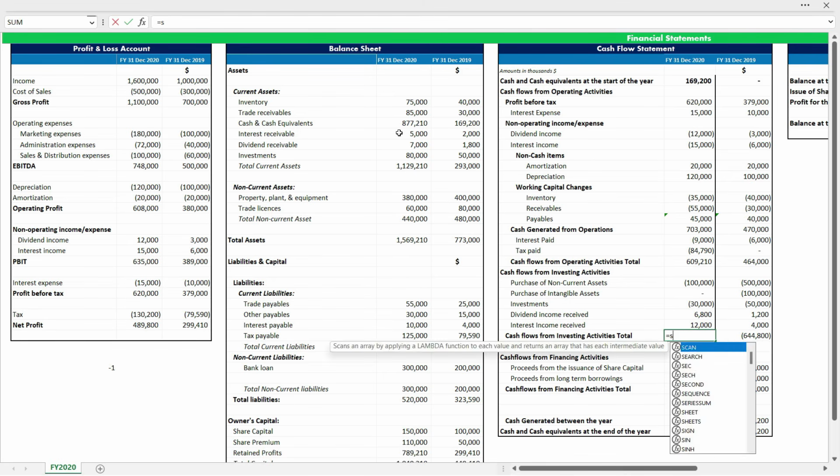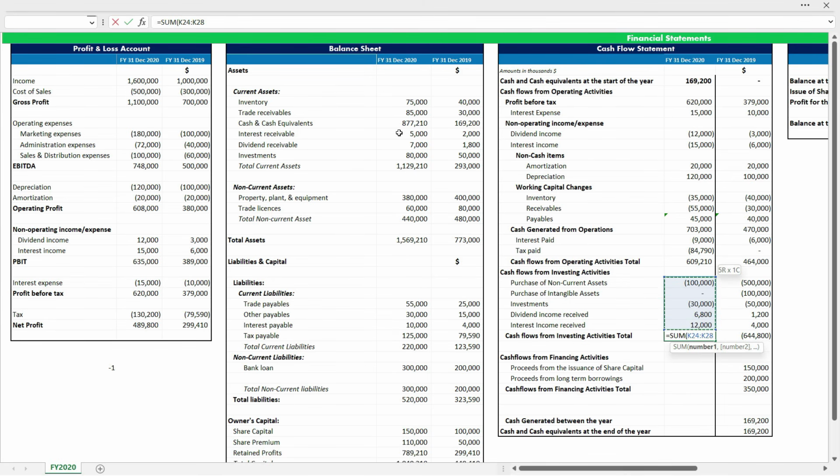Now done with this, let us sum all of these values, and you can see that our cash flows from investing activities are now 111,200 negative. Now let us move to the cash flows from financing activities, and for that, first let us calculate the proceeds of issuance of share capital. So it can be simple, we can see that here, that we have increase of $50,000 in share capital and increase of $60,000 in share premium.